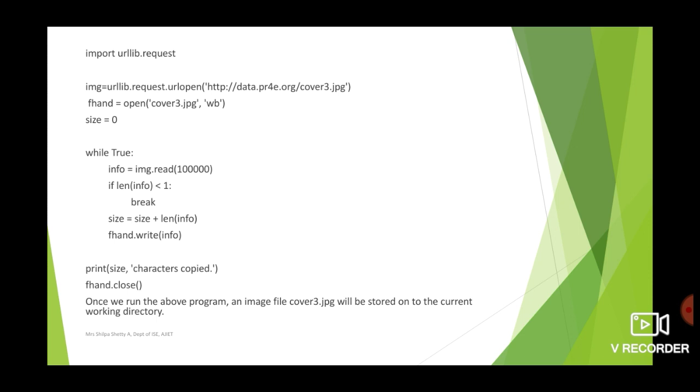So this process we will repeat. That means each time we are retrieving only 1 lakh characters of the data from the web. Then we will write these 1 lakh characters to the file, and this process will continue. So here we read only 1 lakh characters at a time and then write those characters to the cover.jpg file before retrieving the next 1 lakh characters of the data from the web. So once we run the program, an image file cover3.jpg will be stored in the current working directory.